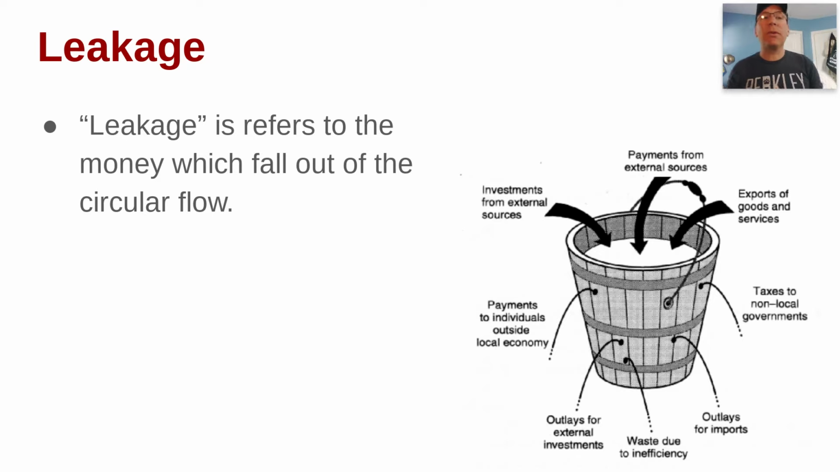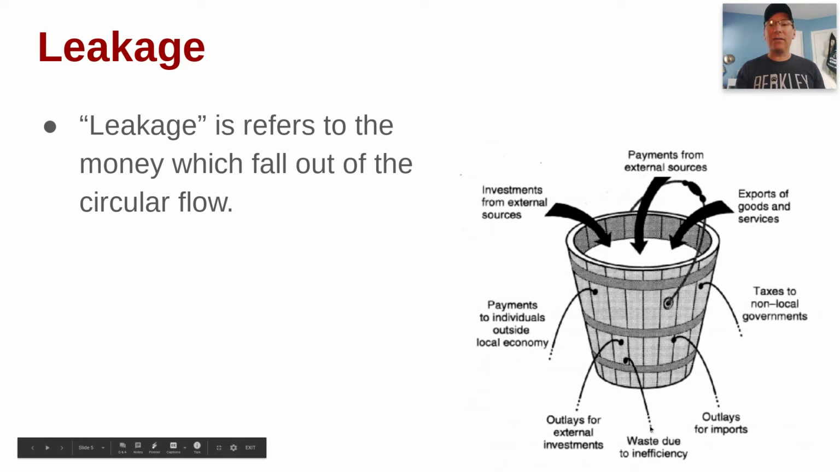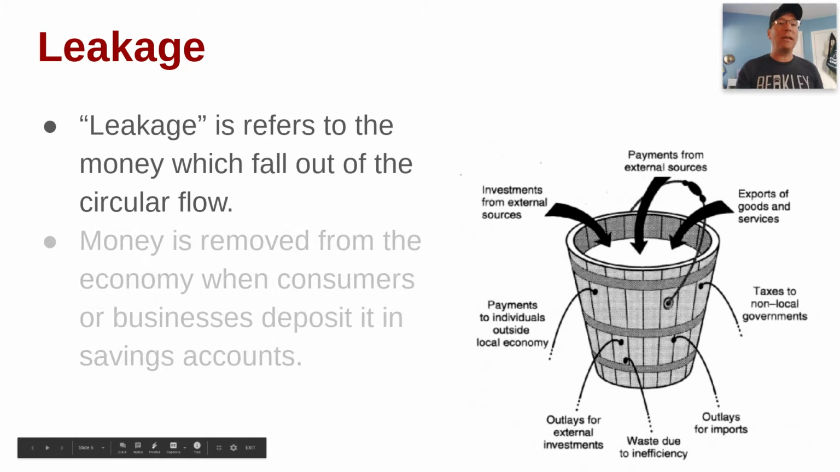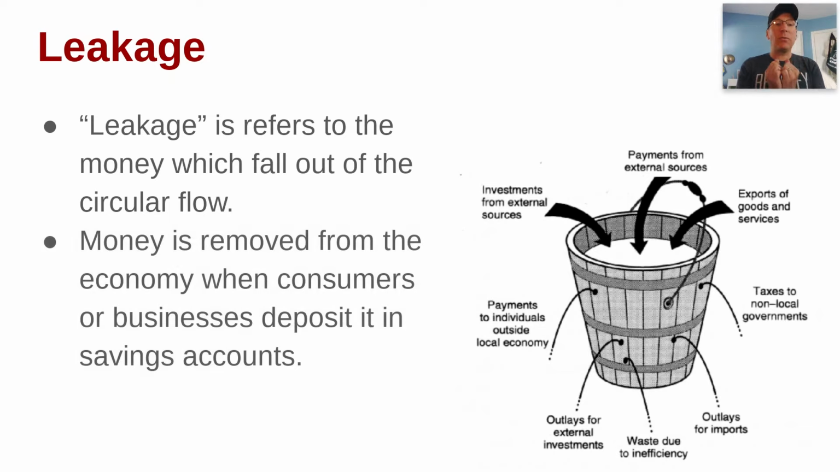A leakage refers to the fact that there is money that will fall out of this circular flow. It's not always going to be going from business to consumers to business to consumers, and so on and so forth. We could have money going outside of our economy. We could have waste and inefficiency. We could have fraud and corruption. We can have all of these other problems. So money is removed in all those little ways and then in big ways too.